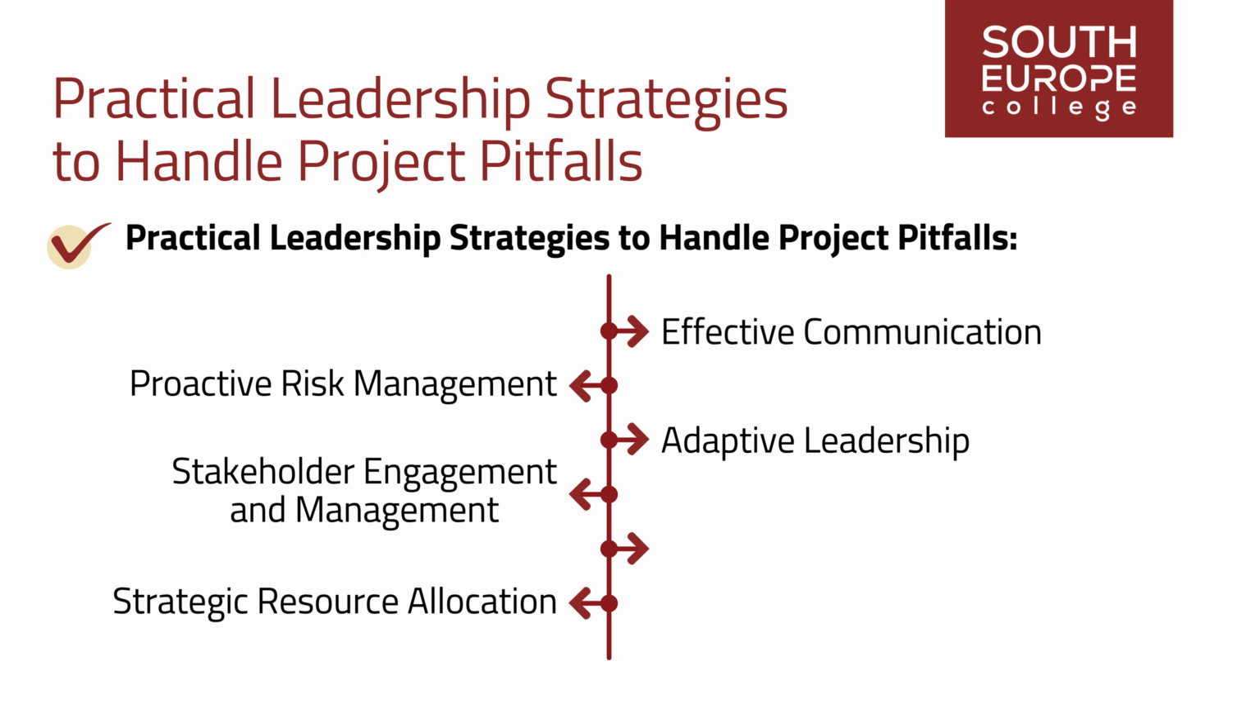Strategic resource allocation. Effective resource allocation is crucial for optimizing project performance and minimizing the risk of resource-related pitfalls. Project leaders should carefully assess requirements, allocate resources strategically, and monitor resource utilization to ensure optimal productivity and efficiency. This may involve leveraging technology, outsourcing specific tasks, or reallocating resources based on evolving project needs.